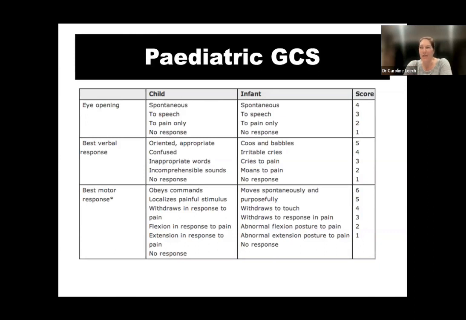Lots of people say, well, why can't we just use AVPU? Well, yes, you can use AVPU, but it's not as accurate. You can't detect changes, whether it's an improvement or deterioration as well. And, you know, we can get this out and do it, and it doesn't take long at all.